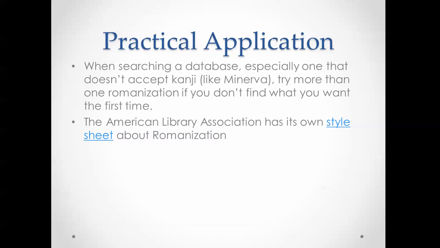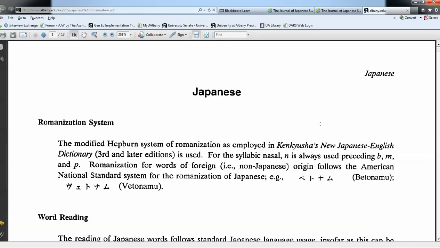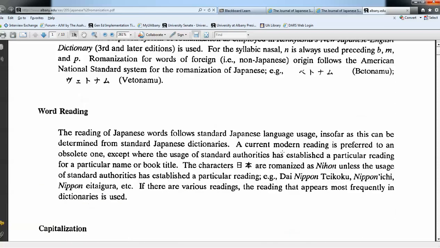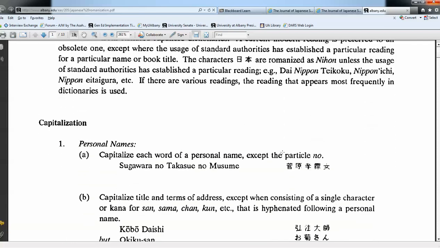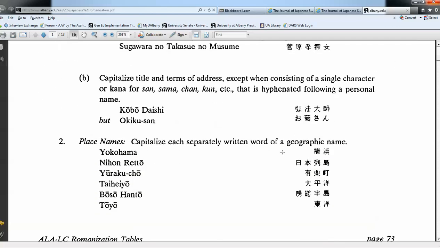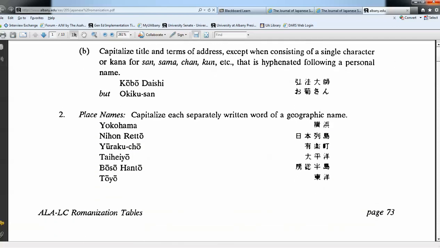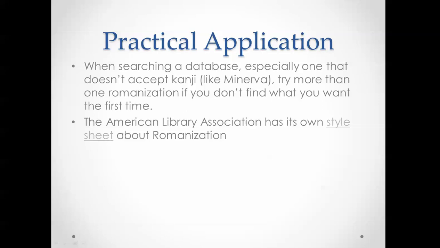If you want additional information about romanization, the American Library Association has its own style sheet about romanization for librarians. There's a link to it on the Blackboard website, and there's also a link here. It's quite a long document. It's 13 pages long. It covers most of what we already took a look at. So that's our basic information about romanization.